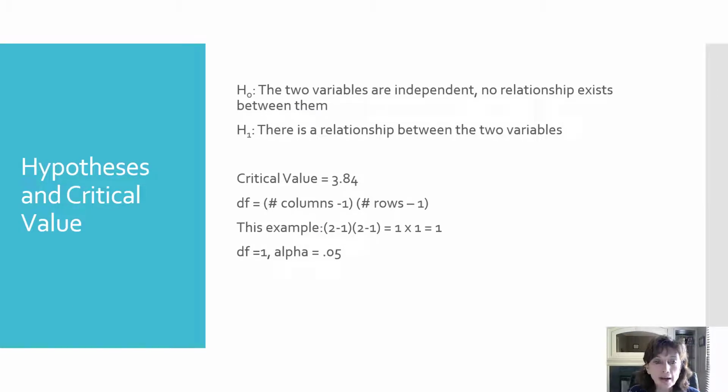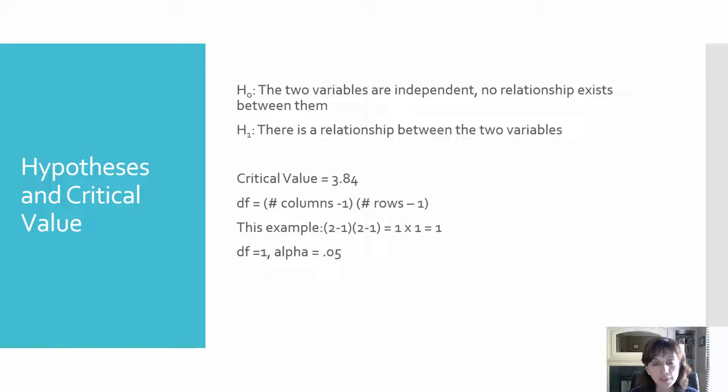Our null hypothesis is that the two variables are independent, that no relationship exists between them. The research hypothesis is that there is a relationship between the two variables. Now, if you recall, to test our null hypothesis, when we're doing hand calculations, we need to have a critical value. And we can find the critical value in a chi-squared table. You can find those in the back of stats books, or you can go online and find a chi-squared table.